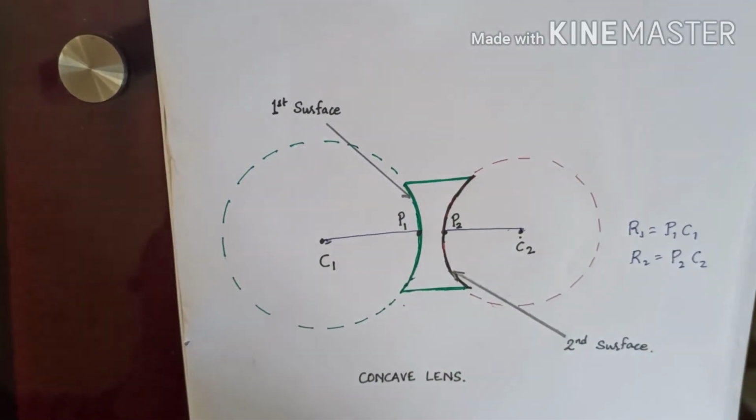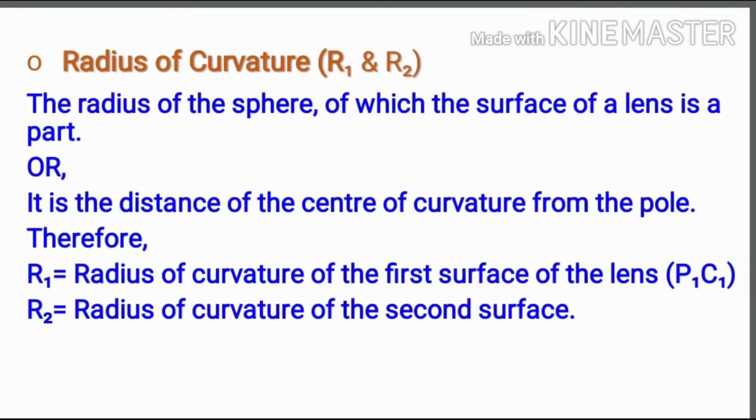The radius of the sphere from which the surface of the lens has been taken out is called the radius of curvature. The radius of the sphere of which the surface of the lens is a part, or it is the distance of the center of curvature from the pole of the lens.